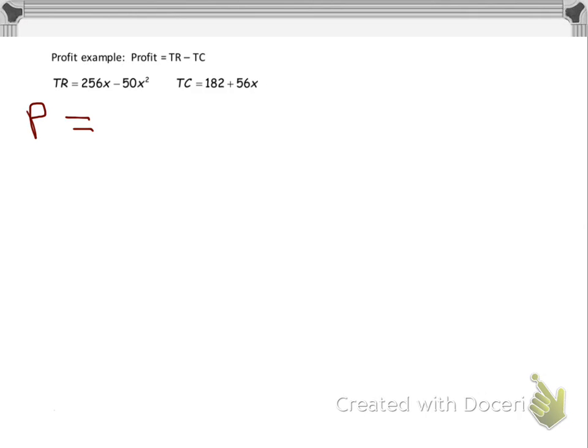If you combine these 2 equations and say total revenue minus total cost, you should ultimately get the fact that profit is 200x minus 50x squared minus 182. So when I combine those 2 equations, I get that. That's my profit equation.